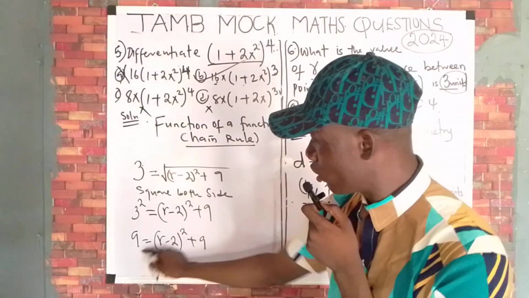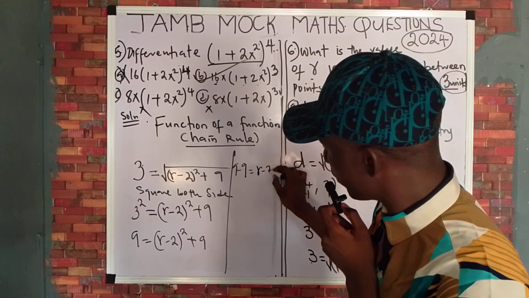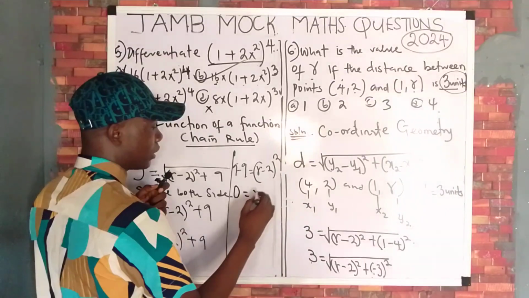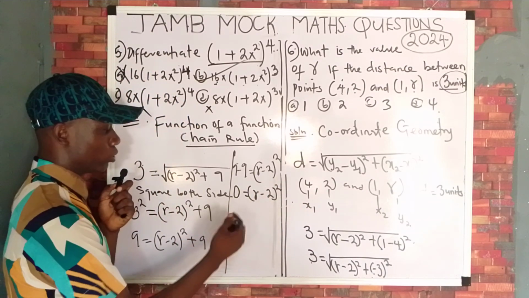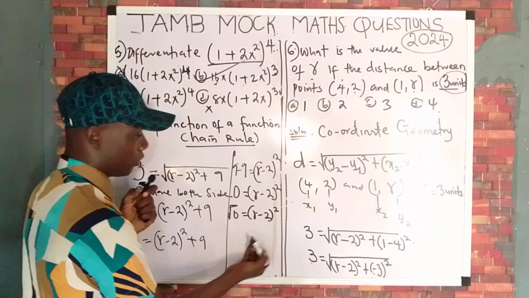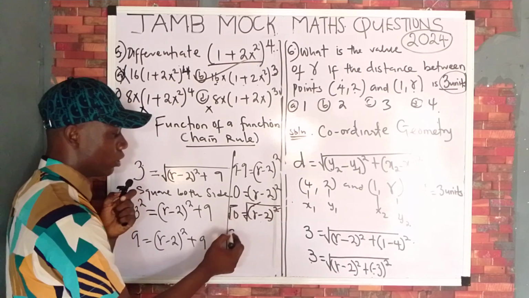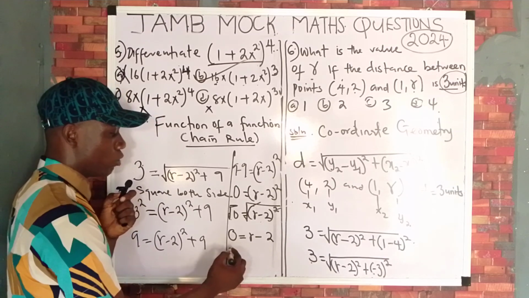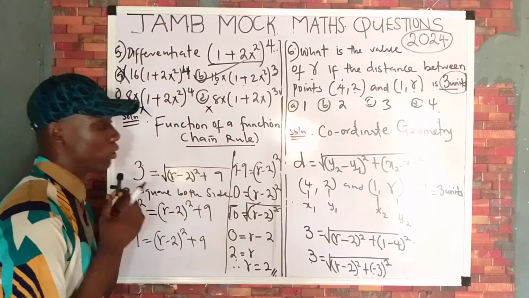You take this 9 to this place, so you have 9 minus 9 equals (r minus 2) all squared. So what will this give us? This will give us 0 is (r minus 2) all squared. Then remember, you have to square root both sides. The square root of 0 is the square root of (r minus 2) squared. So this cancels this. You're left with 0 equals r minus 2. Minus 2 crosses over, you have 2 equals r. Therefore, r equals 2. Wow, so interesting.